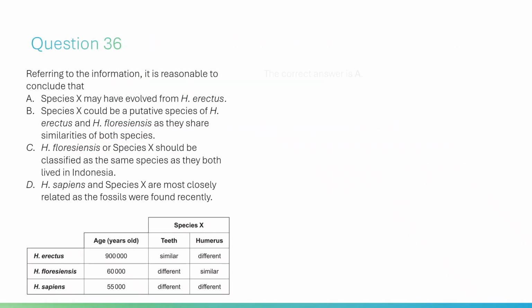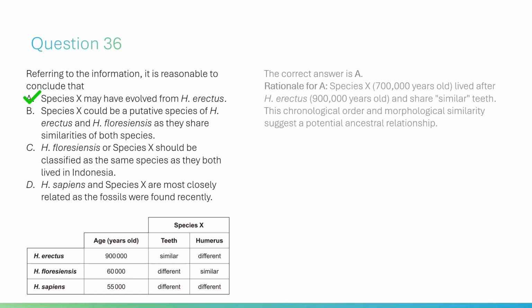The correct answer is A. Rationale for A. Species X, 700,000 years old, lived after H. erectus, 900,000 years old, and they share similar teeth. This chronological order and morphological similarity suggest a potential ancestral relationship.